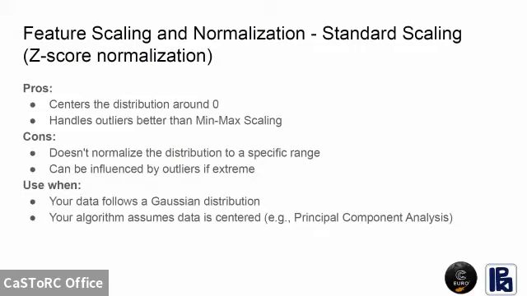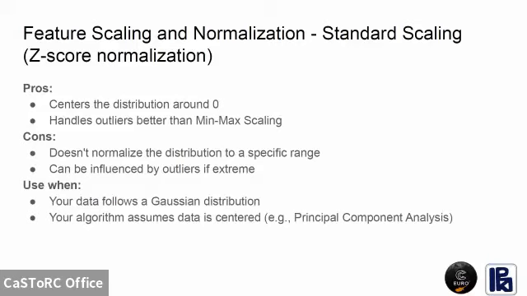The negative thing about the Z-score is that it doesn't normalize the distribution to a specific range, because as I said, it's open. You can have everything around 0, but it doesn't guarantee the range of your data. It can be 1, it can be 2, it can be 3 or 5. You actually don't have a closed, bounded range for your data. And this can also be influenced by outliers if the outliers are very, very extreme.